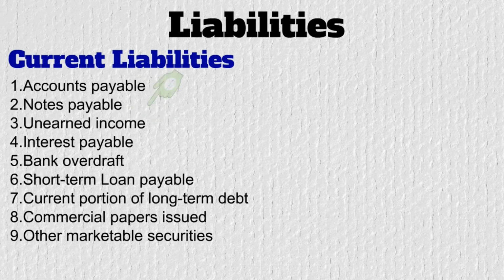The next account is unearned income. Unearned income is the opposite of prepaid expense. Prepaid means the advances, whereas unearned means what? You have received something in advance but you have not given your services. For example, the rent an individual has paid to his landlord is prepaid, but for the landlord this rent is what? It's an unearned income for him.